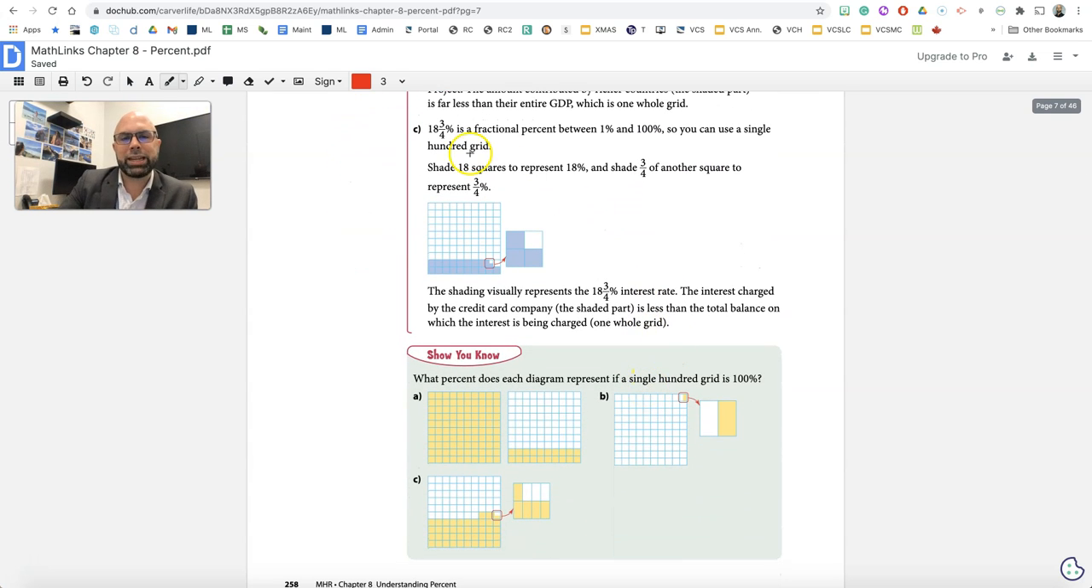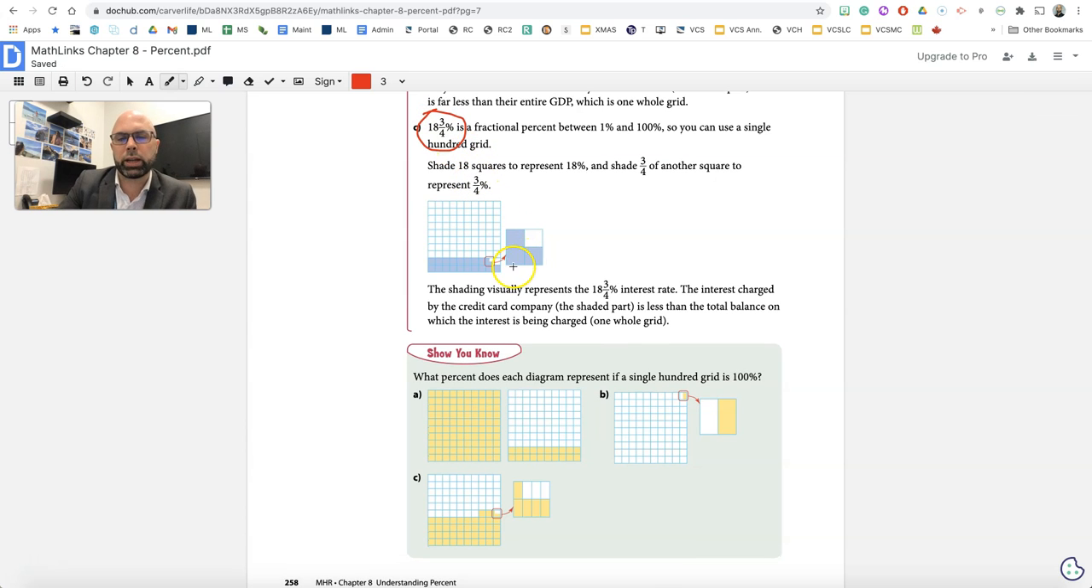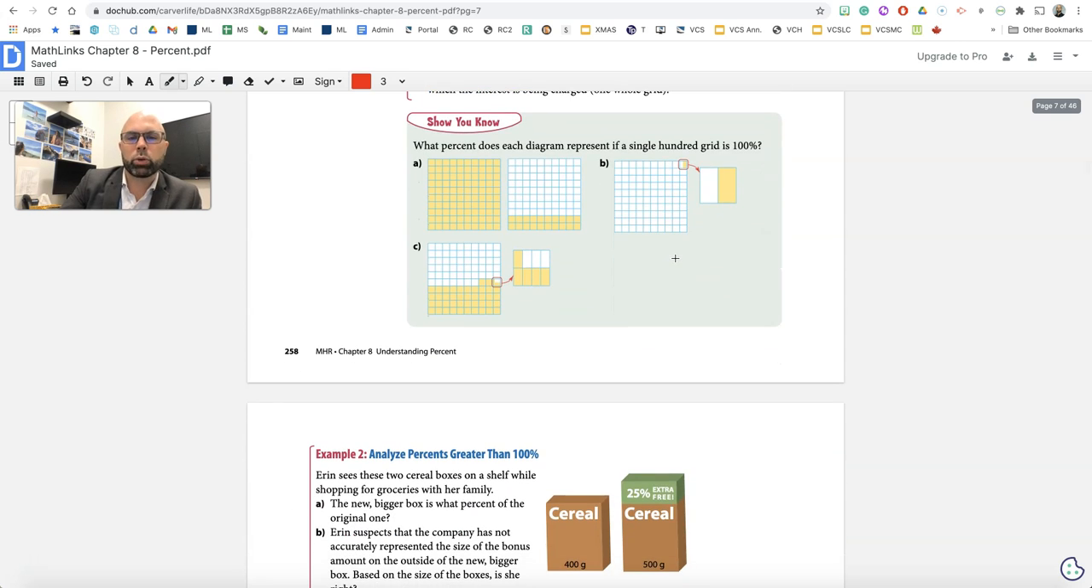More examples. 18 3/4%. So again, we have a fractional percent. We're going to shade 18 whole cells. And then this 19th cell, we're going to zoom out and say we're only going to shade in 3/4 of that 19th cell because of this 3/4%. So what percent does each diagram represent?